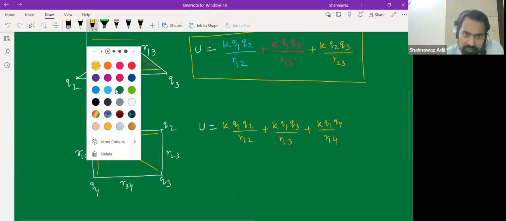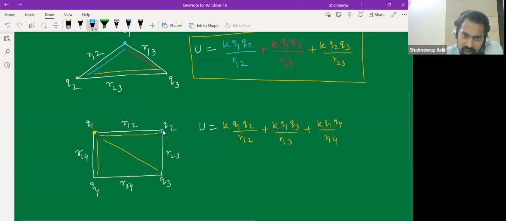And for Q2, so this is Q2. This one we have already counted, right? So we will not count it 2 times. So we will count this one. This is the first interaction, right? And then this one. So 2 from here.